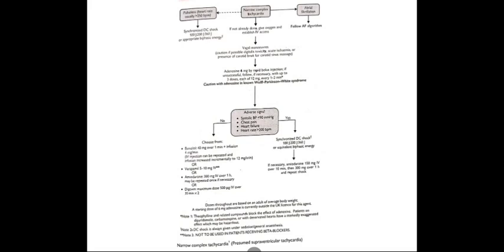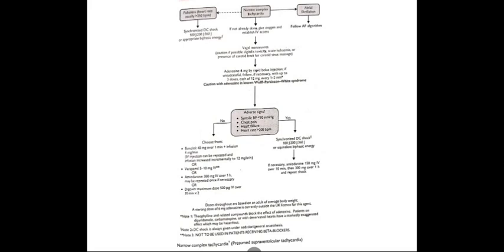Then look for the adverse signs. What are the adverse signs? Systolic blood pressure less than 90, chest pain, heart failure and heart rate more than 200 beats per minute. If these adverse signs are present, then go for synchronized DC shock 100 joule, 200 joule or 360 joule or equivalent biphasic energy, and if necessary amiodarone 150 mg IV over 10 minutes, then 300 mg over 1 hour, and repeat the shock.